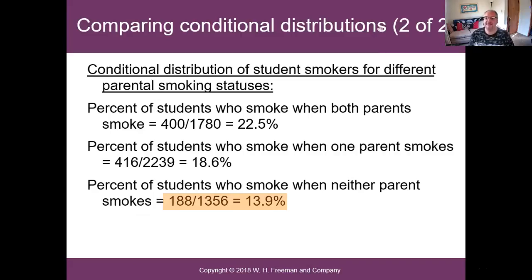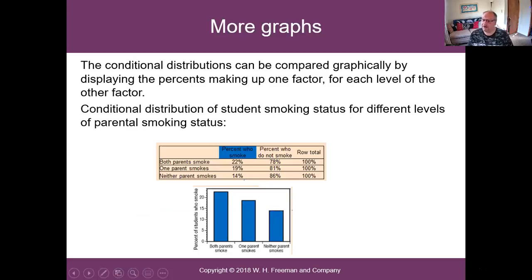All right, so that's our conversation about two-way tables. Let's talk about the graphs. You could come up with something like this for conditional. In our textbook, they like to use bar graphs, and they like to use a stacked bar graph, and I'll talk to you about how those work today too. The conditional distributions can be compared graphically by displaying the percents making up one factor for each level. The conditional distribution of student smoking status for different levels of parenting status would use these specific values, the 22, the 19, and the 14. Let me highlight those.